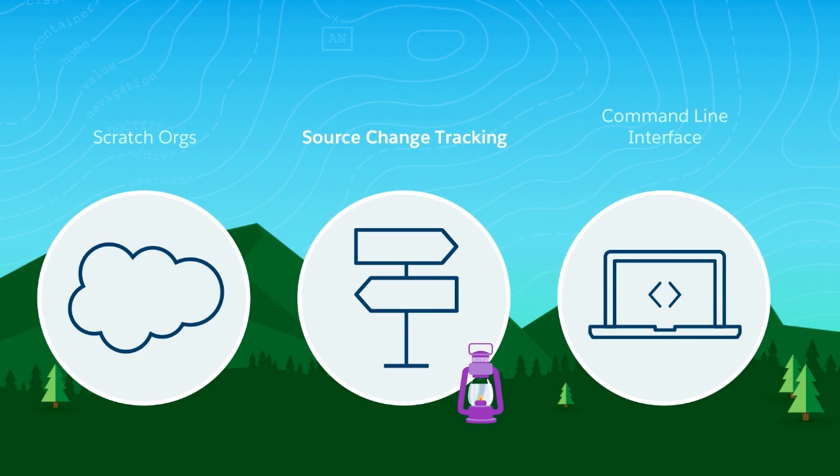So source change tracking. Why do we need source change tracking? Salesforce is a unique development environment in that different types of source are best edited in different locations. Things like Apex classes, you may want to use your favorite IDE, your favorite text editor, things like that to edit on your local workspace. More complex objects like a Lightning app or a process, you want to take advantage of the rich in-org builders that are available.